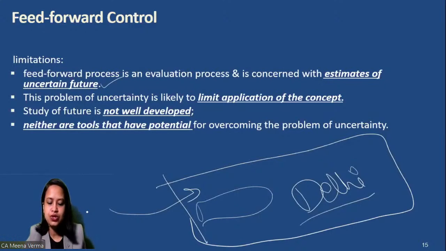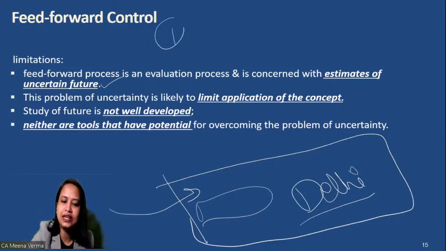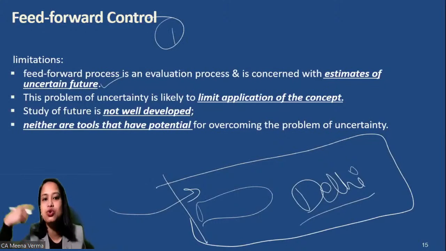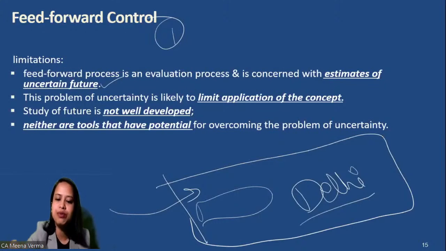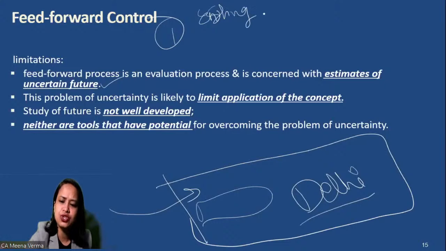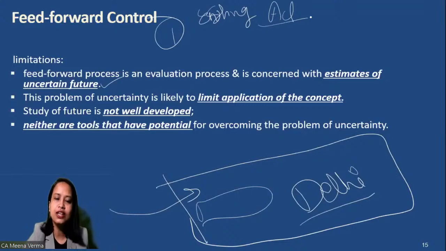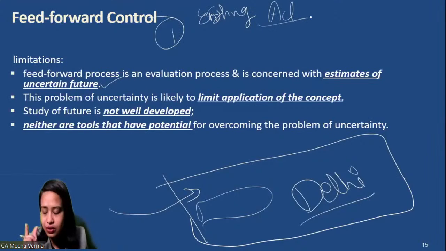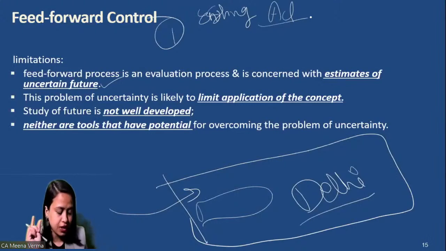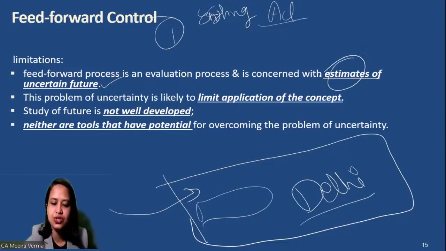ठीक है? So estimating, the first problem is that for feed forward control, you need to make an estimation. First, you make an estimation of actual performance, actual sale or expenditure. Then you forecast the actual variance, the errors and problems for the business organization. So making the estimation is not easy, especially if you are making the estimation for the future, which is generally uncertain.